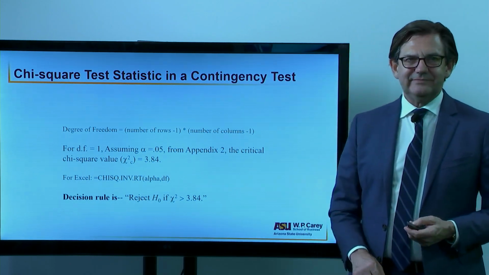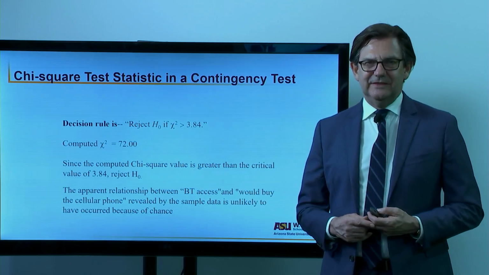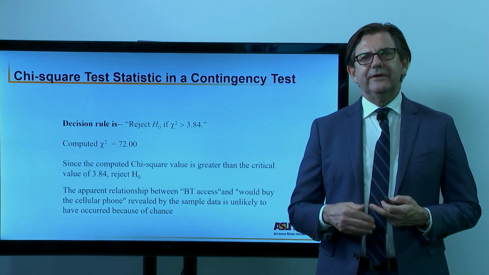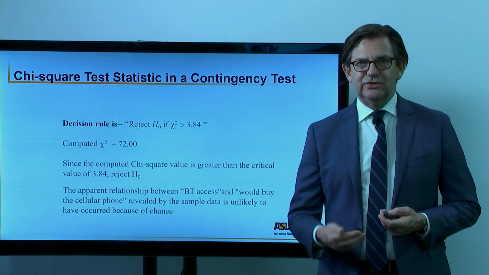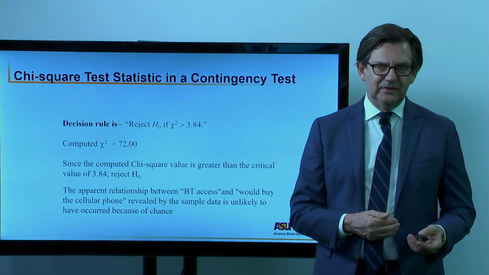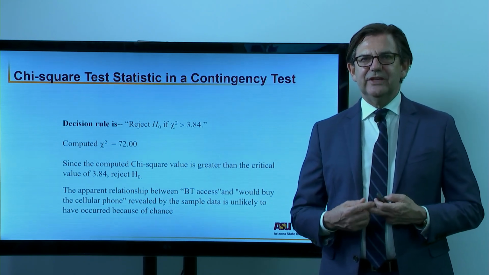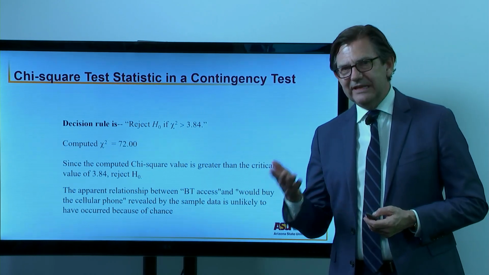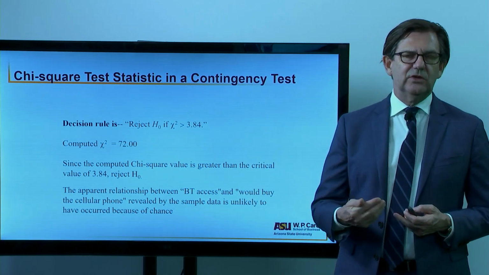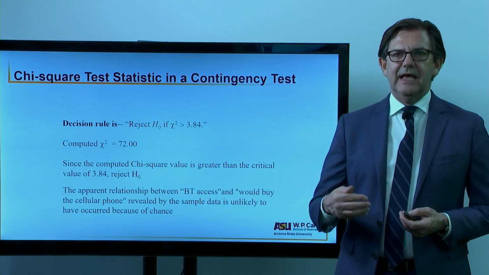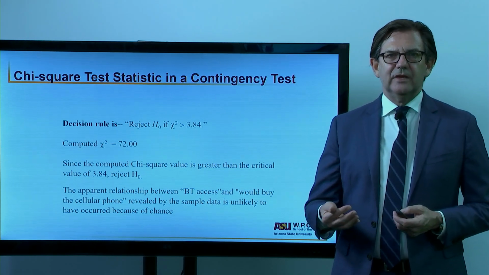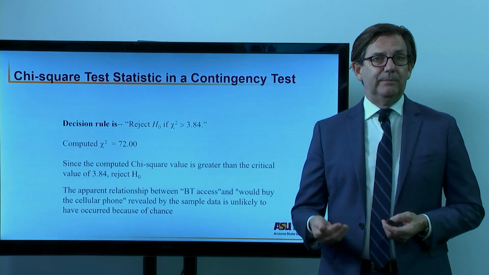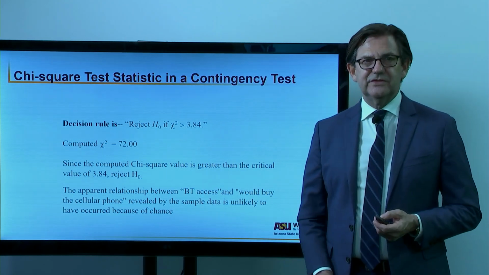Now we're going to continue with this situation. Given that my computed chi-square is 72, the answer's clear. I'm rejecting the null. The null says there's no association, so rejecting it means I'm accepting that yes, there is an association. There is a relationship between Bluetooth and buying. So I would suggest to the telecom company that they put Bluetooth on this phone.